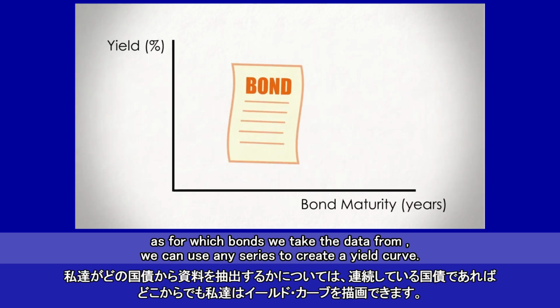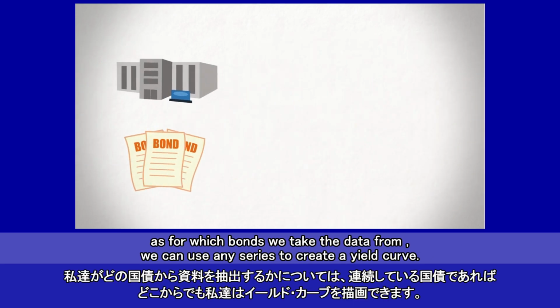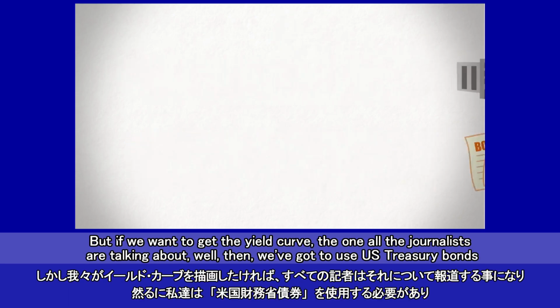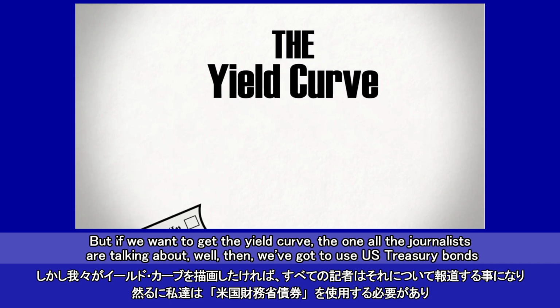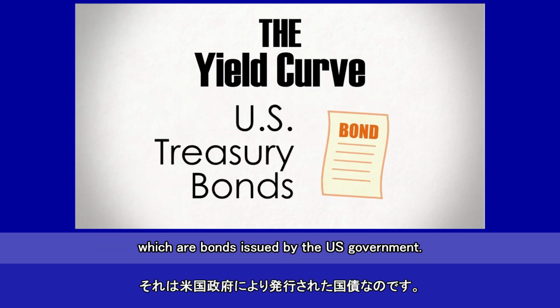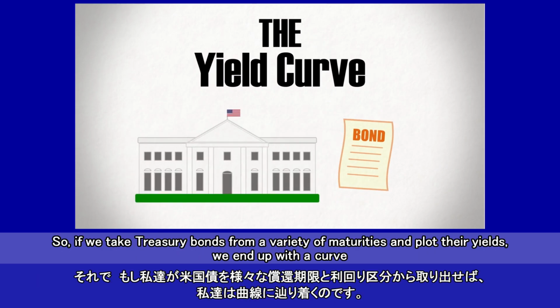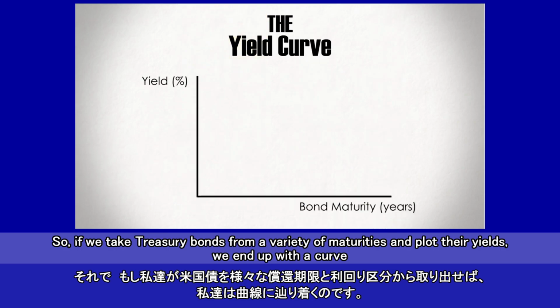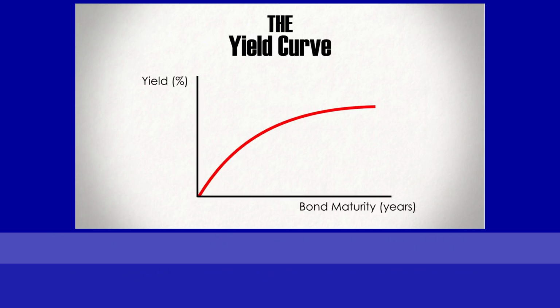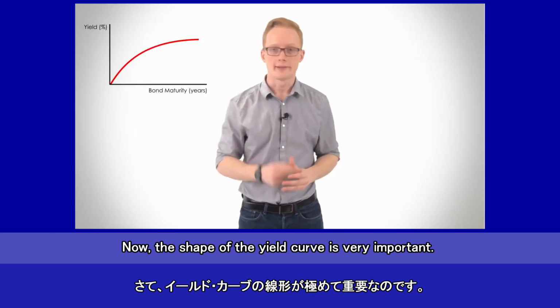As for which bonds we take the data from, we can use any series to create a yield curve, but if we want to get the yield curve, the one all the journalists are talking about, well then we've got to use US Treasury bonds, which are bonds issued by the US government. So if we take Treasury bonds from a variety of maturities and plot their yields, we end up with a curve. Now, the shape of the yield curve is very important.